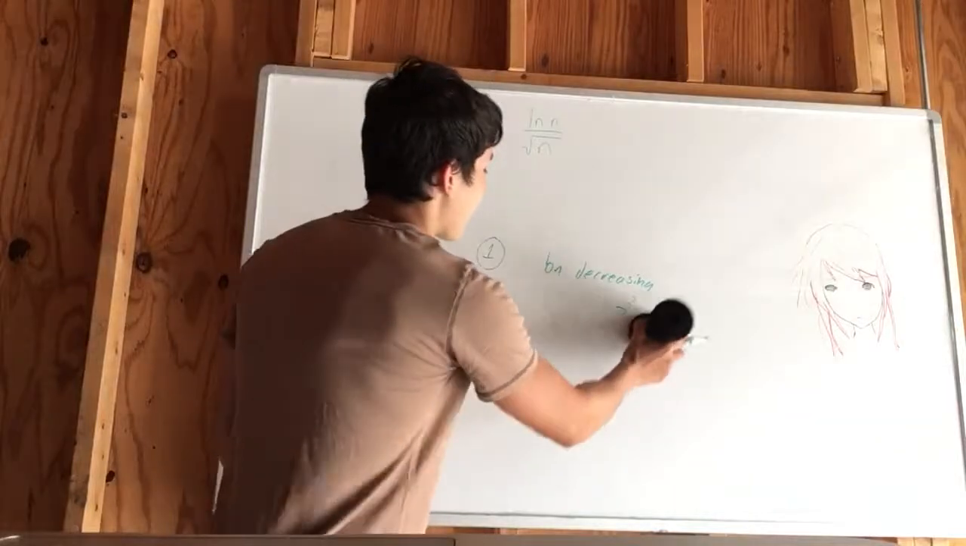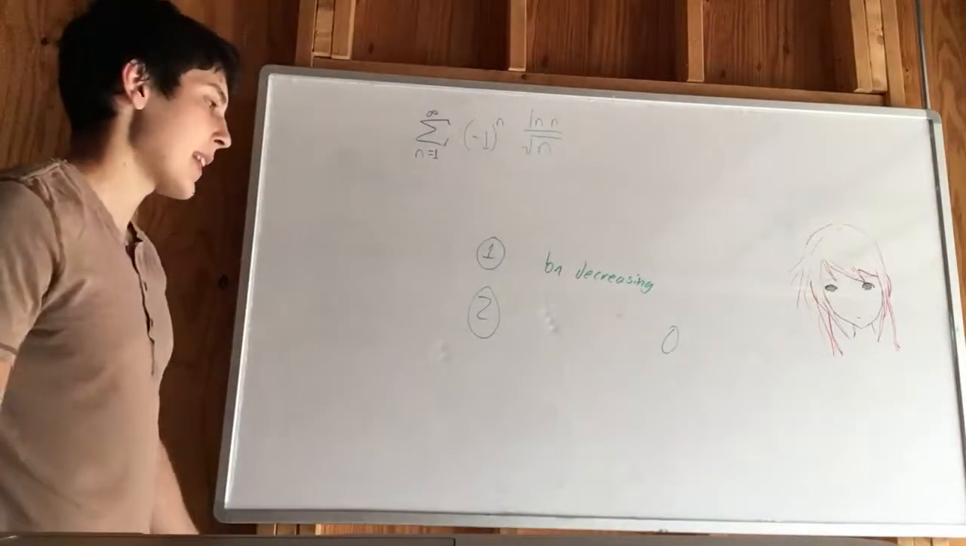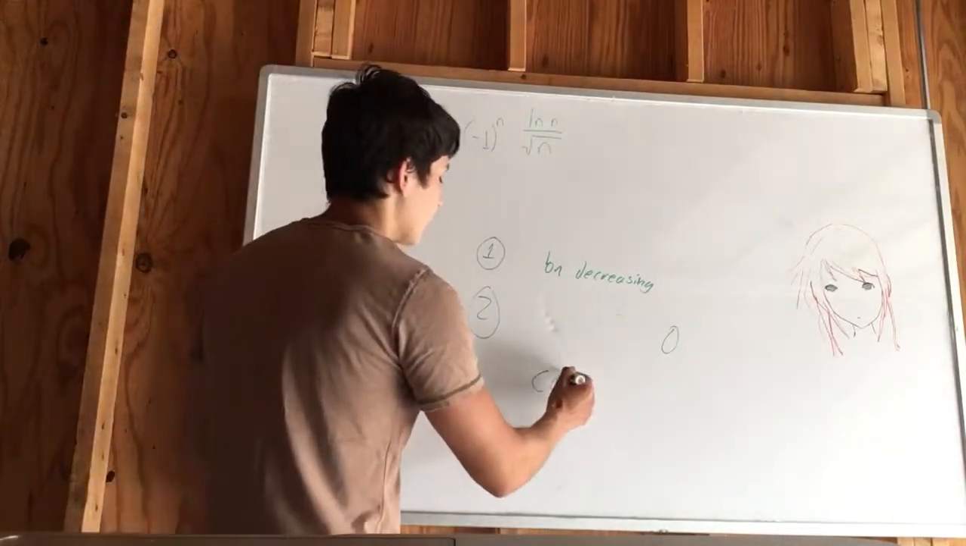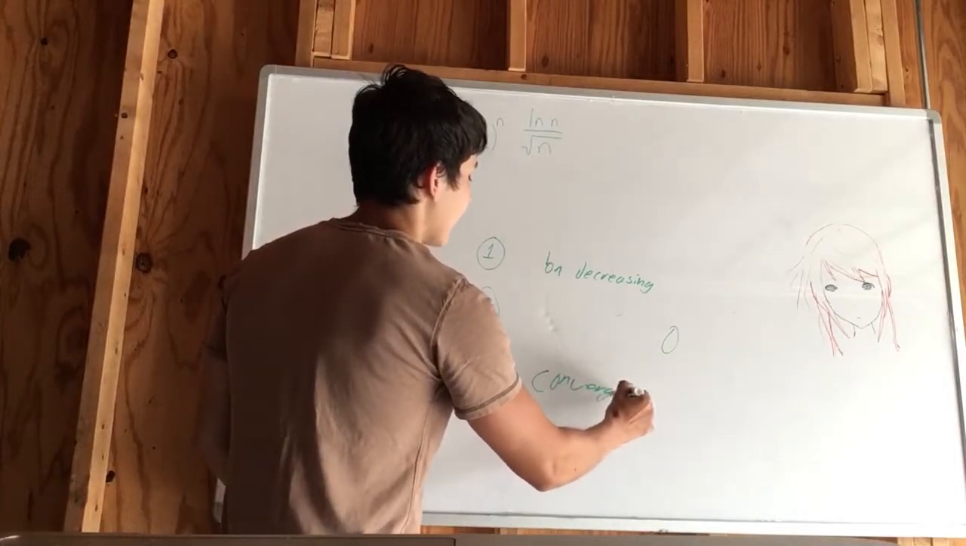So it is 0, we passed both tests. That means that this converges. We can confidently say that this converges.